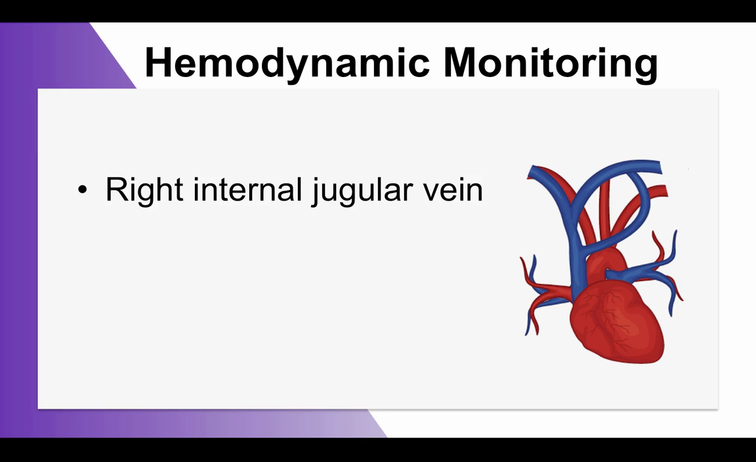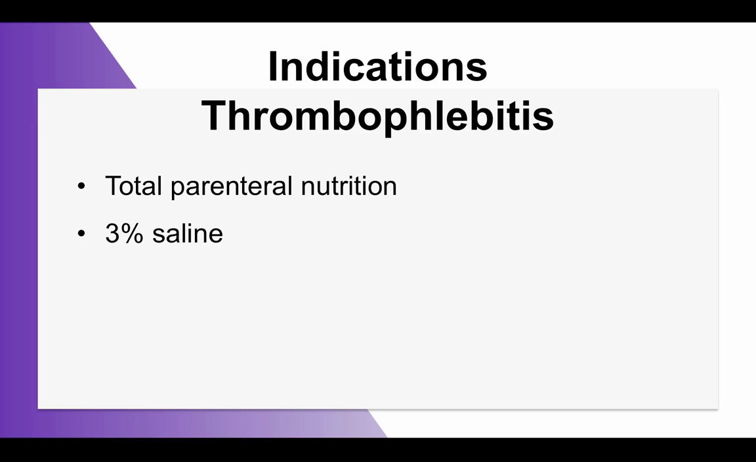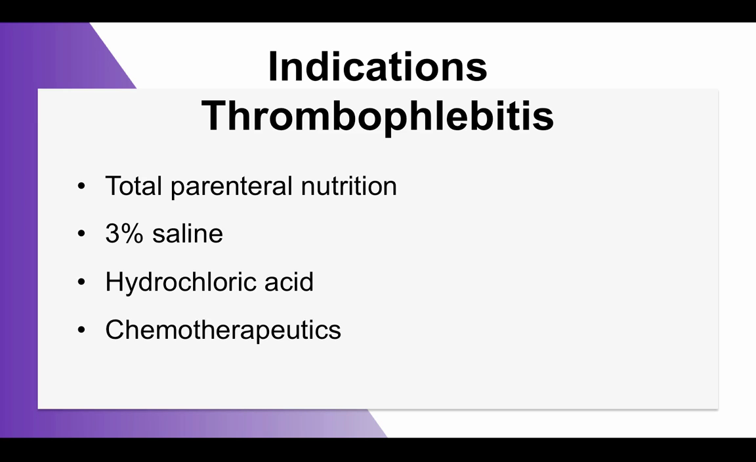When placing a pulmonary artery catheter for hemodynamic monitoring or a temporary pacing wire, the right internal jugular vein is the insertion site of choice because of its direct path from the superior vena cava to the right atrium. However, if the right internal jugular is not available, the second choice for insertion is the left subclavian vein.